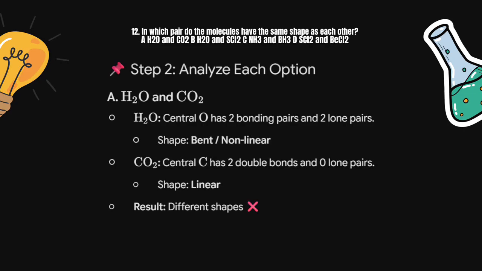Let's check option A, water and carbon dioxide. We already know water is bent because it has 2 lone pairs, but carbon dioxide has 2 double bonds and 0 lone pairs, making it a perfectly straight line, or linear. Since one is bent and the other one is linear, option A is a no-go.